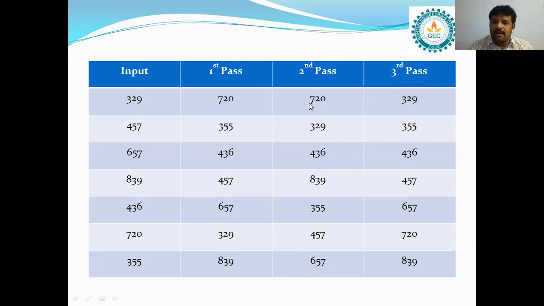What is the value at hundreds place here? 7, 3, 4, 8, 3, 4 and 6. Among all these elements at hundreds place, which one is the smaller? 3 is the smaller. But the 3 is located in two elements, right? Among these two, which one is the smaller? 329 is the smaller. So we can write it first. After that, we can write 355.